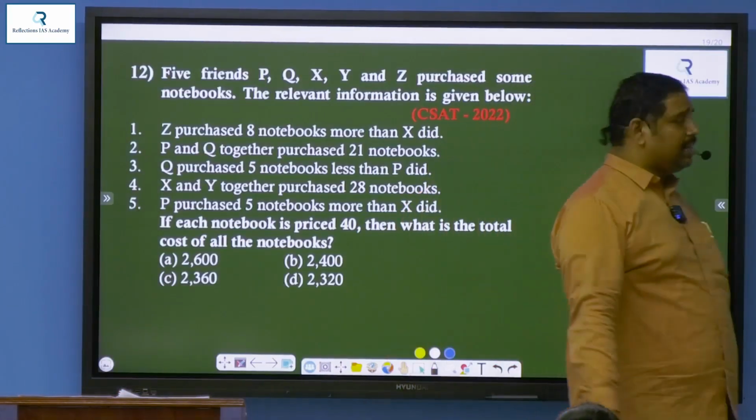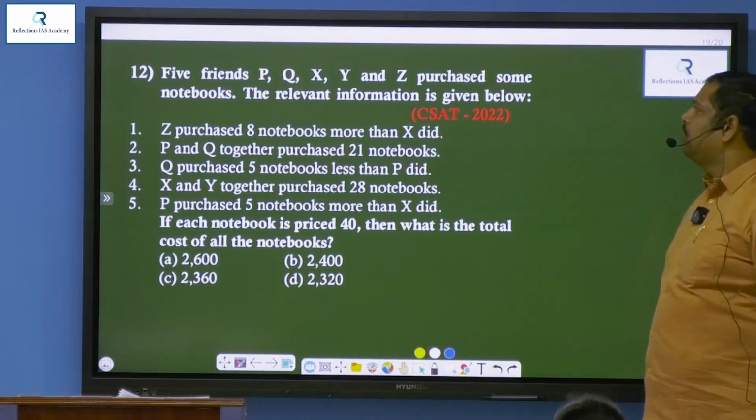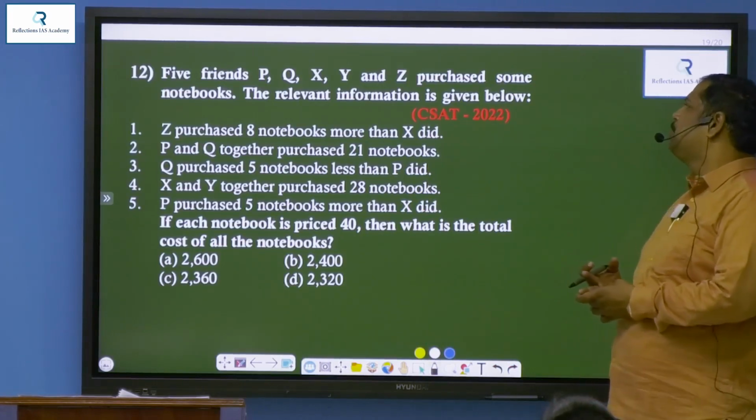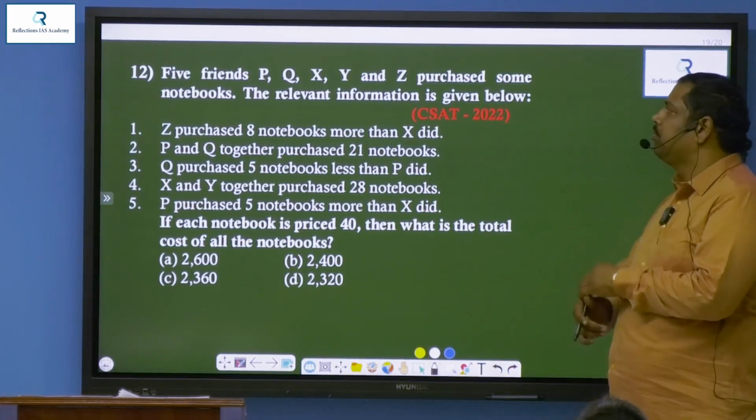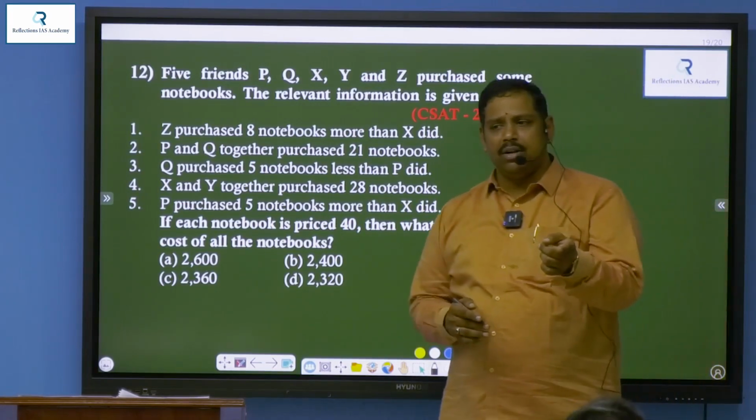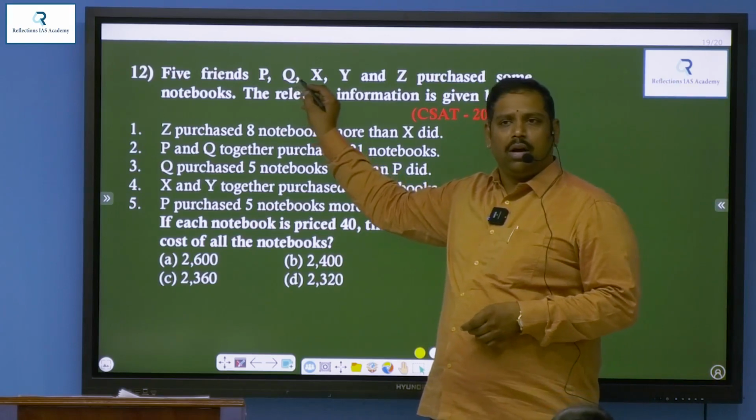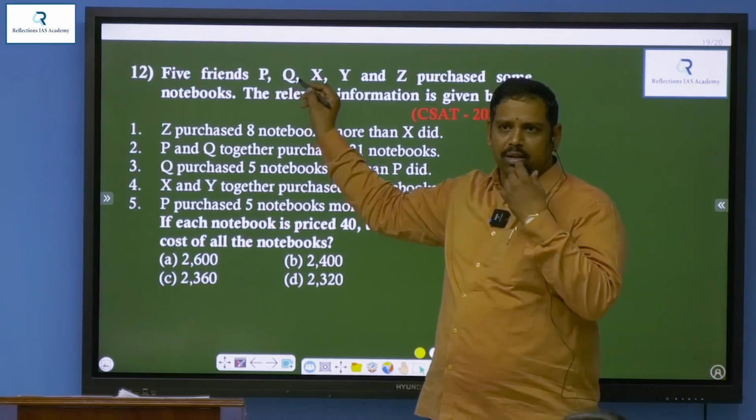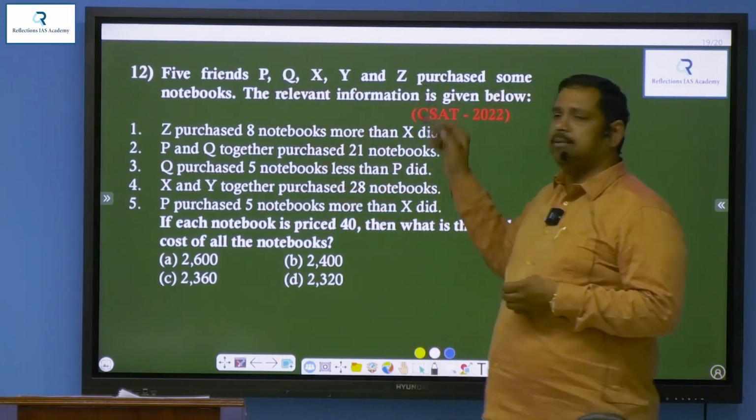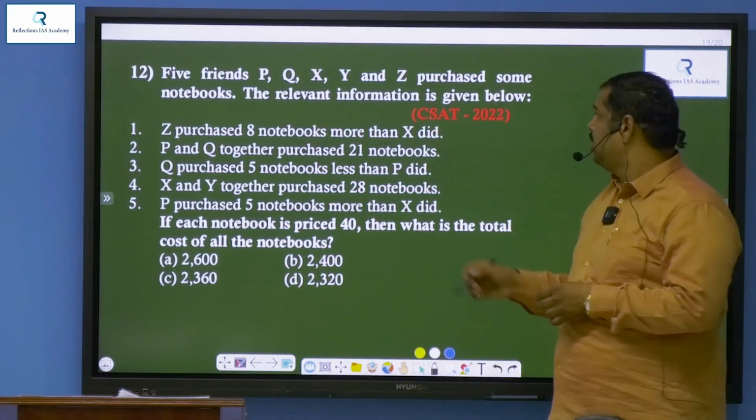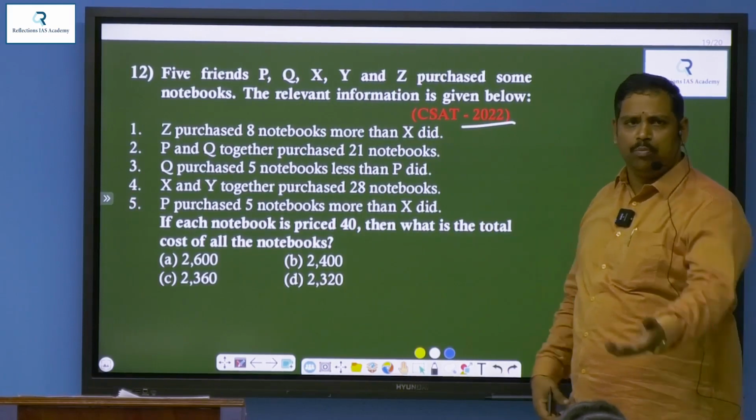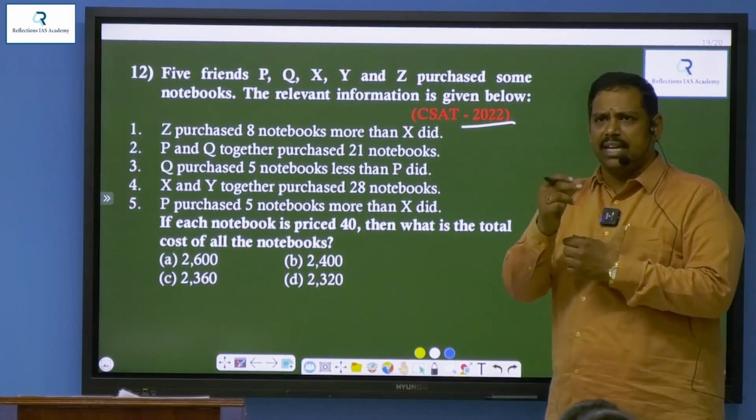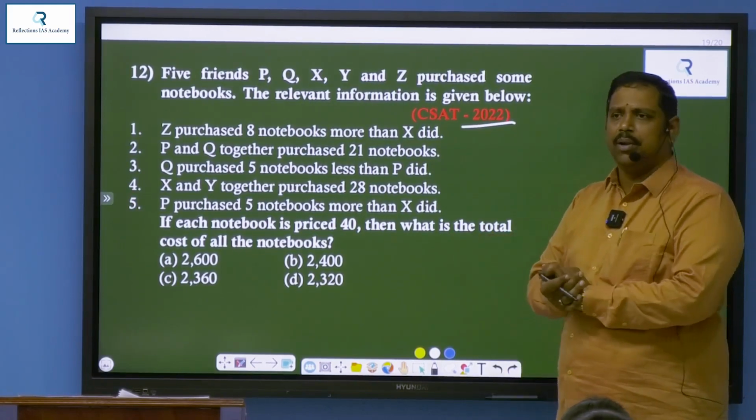Right. So the next question. 5 friends P, Q, X, Y and Z purchased some notebooks. The relevant information is given below. Okay, actually in your handout it is O. I have taken it as Q. Okay, so it will be in order P, Q, X, Y, Z. Actually the question paper in 2022 has Q only, but the typist by mistake has given O. Okay, the name doesn't give any sense for you, right? So not a problem. Okay, right, good.